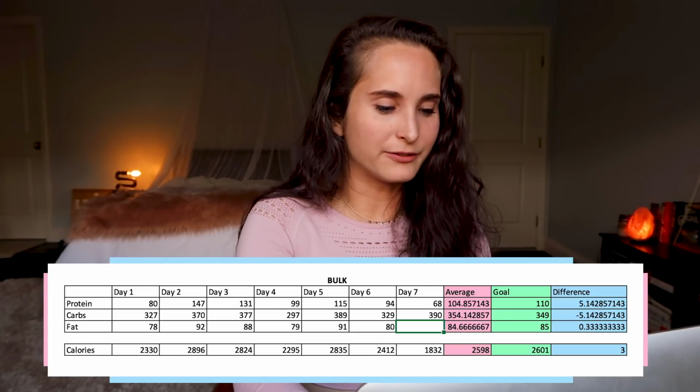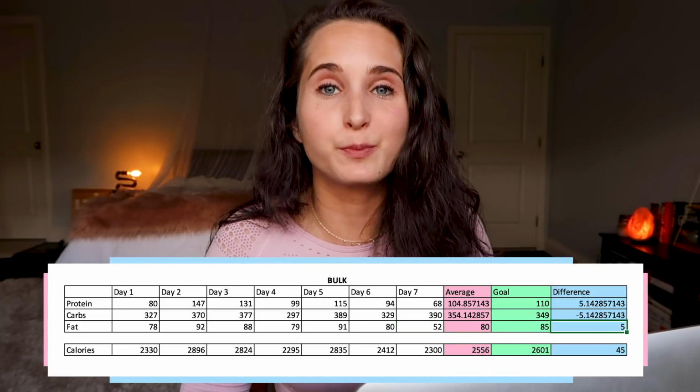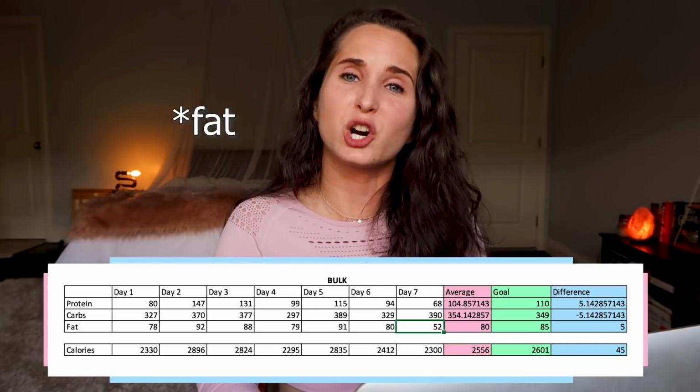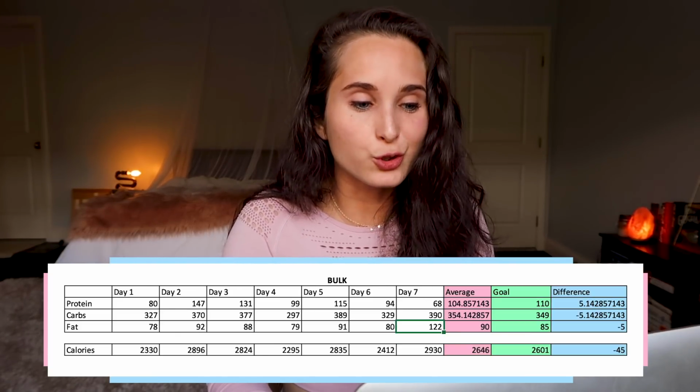Lastly, let's just see how little fat you can eat. Let's try 52. 52 is spot on. You can go as low as 52 grams of fat if you feel the need to one day. And then you can go as high as 122 grams of fat. That's like a lot of avocados. That is how little of a difference the day-to-day macros make.